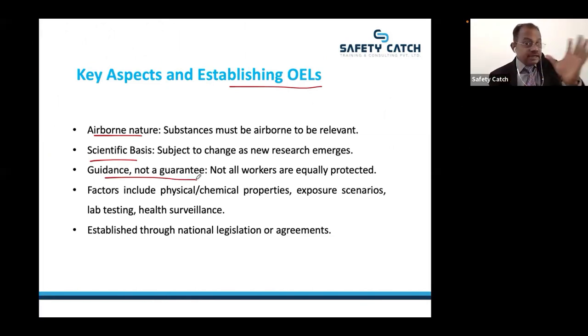So that means elimination is the best. If you are able to eliminate that chemical, like if cyanide is used, the management should think about a replacement or elimination of that cyanide totally from the site because it's an extremely dangerous product, or some kind of substitution, rather than thinking about OEL. OEL is what we think of last, on the extreme side.